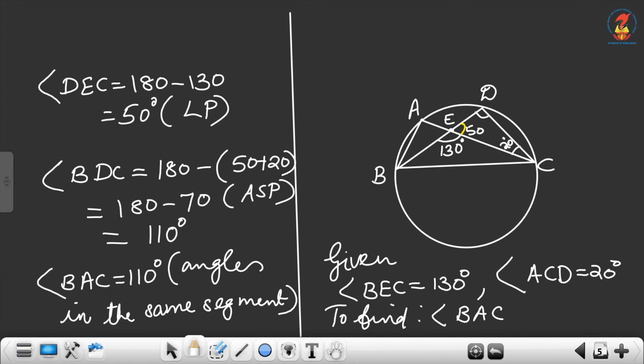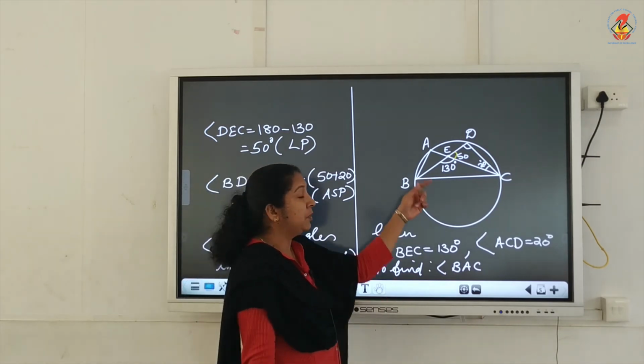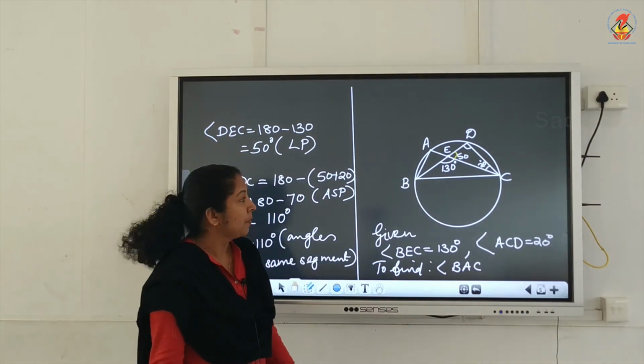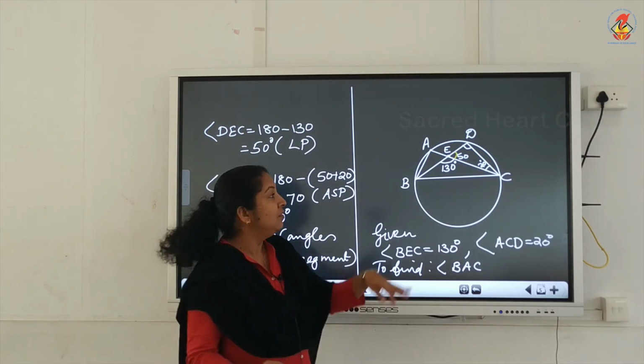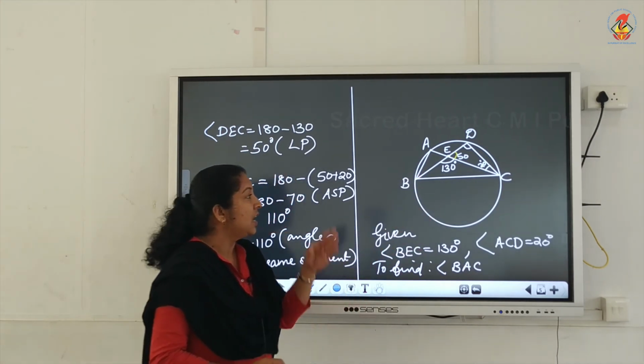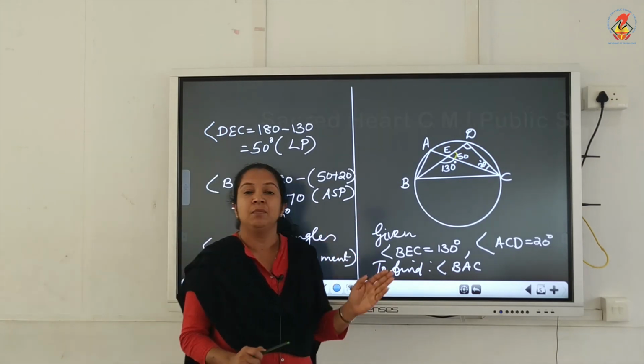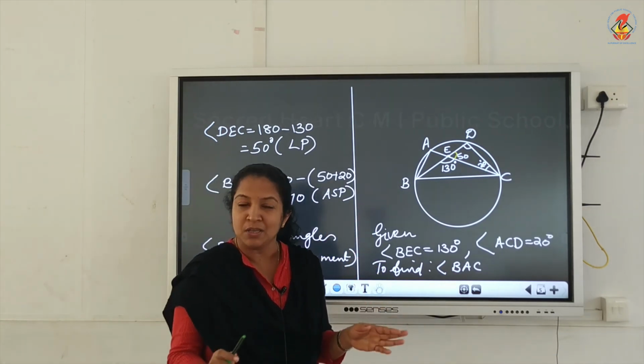This is the answer. This is what we need, angle BAC. What have we applied first? We have applied linear pair axiom first. After that, we have applied angle sum property in a triangle. Then we got the angle BDC, and angle BDC and angle BAC are angles in the same segment, so they are equal.